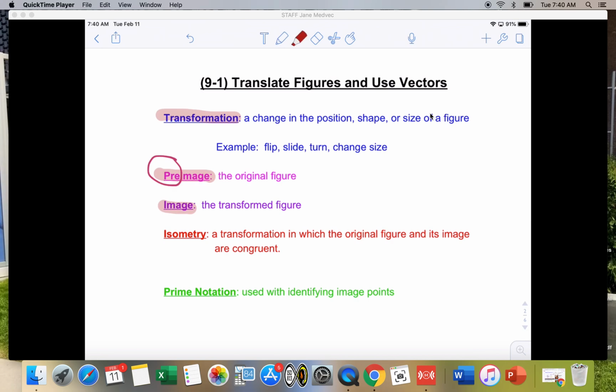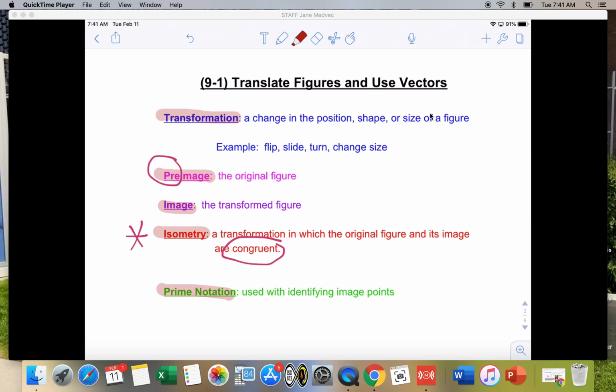The next vocabulary word we're going to look at is an isometry. Now this one you probably want to star or circle. You're going to see that on your test. It's a transformation, so I'm changing something with the figure, but the original figure and its image are congruent. So I'm not going to make it bigger or smaller, but I am going to change its position of some sort. And then finally, prime notation.